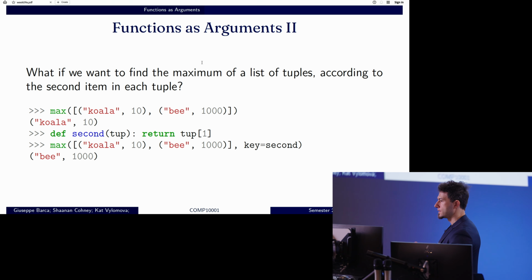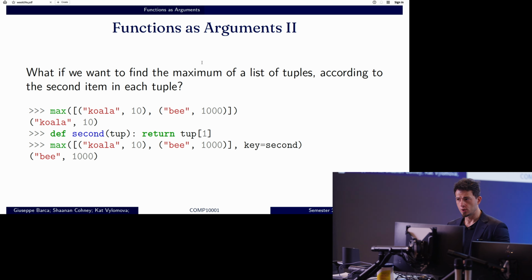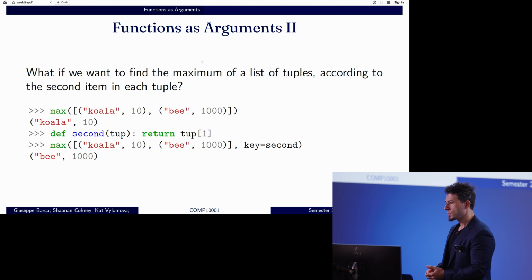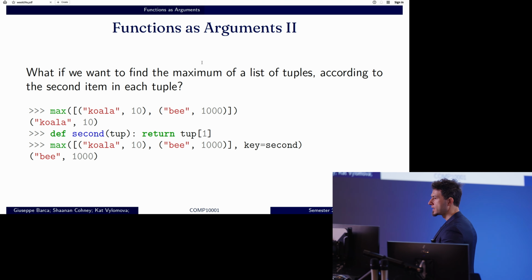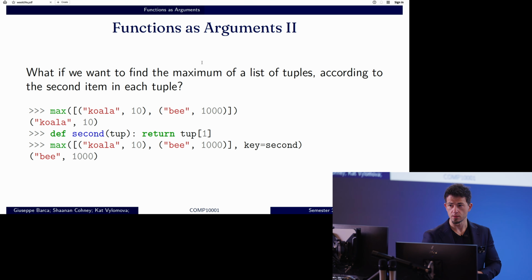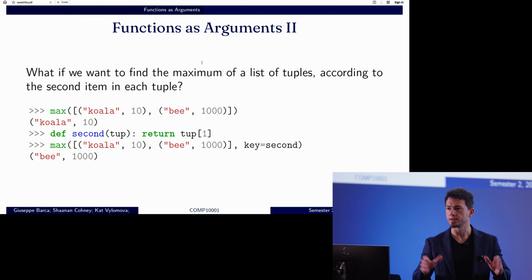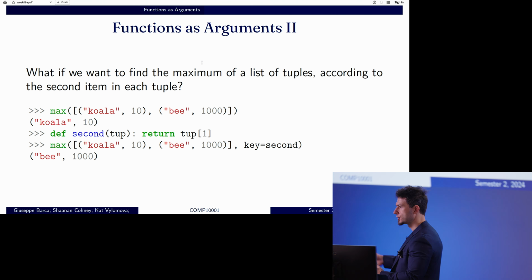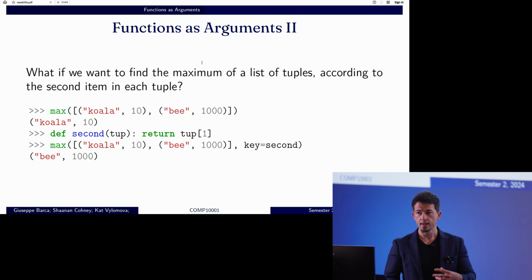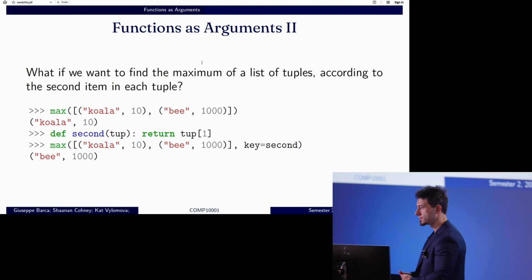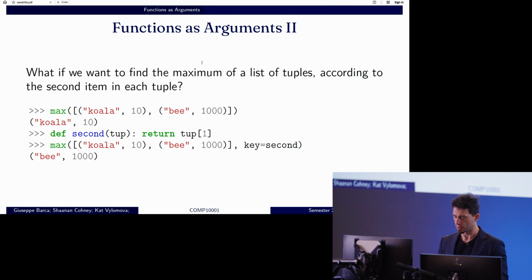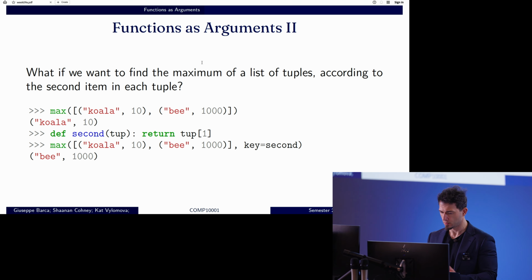What I would really like instead is for this function to return the tuple that is associated with the highest value, which is the second element in the tuple, or I should call it a pair, because it's a tuple with only two elements in there. And to do that, I can define my own function and provide that function as an argument to the max function. So let's do that.